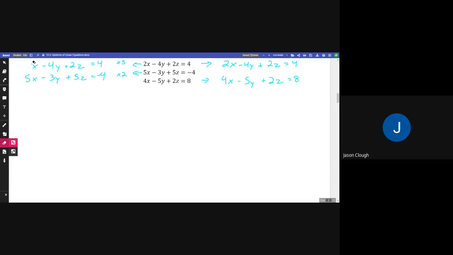So the 2, the 4, the 2, and the 4 all get multiplied by 5. So this ends up becoming 10x minus 20y plus 10z equals 20. The bottom equation, everything's getting multiplied by 2. So this will end up being 10x minus 6y plus 10z equals negative 8.